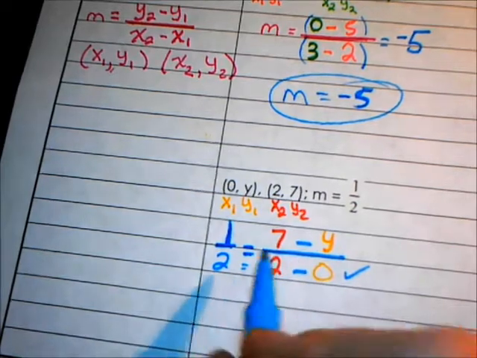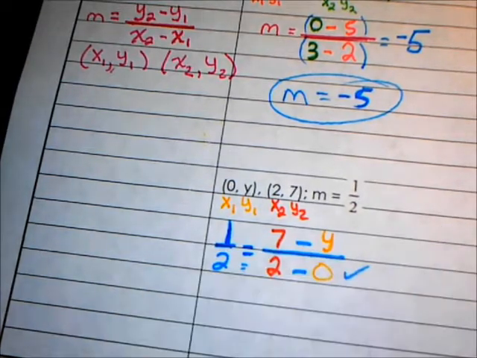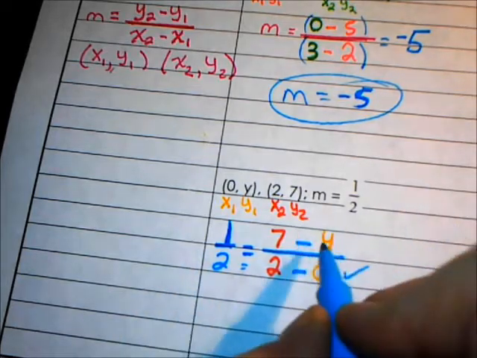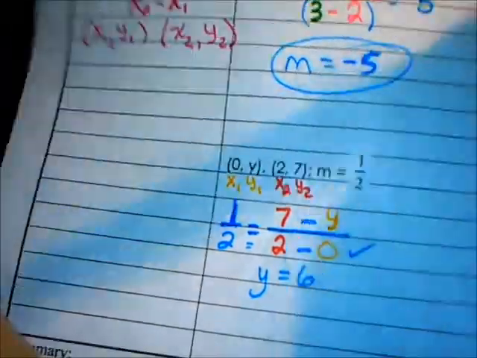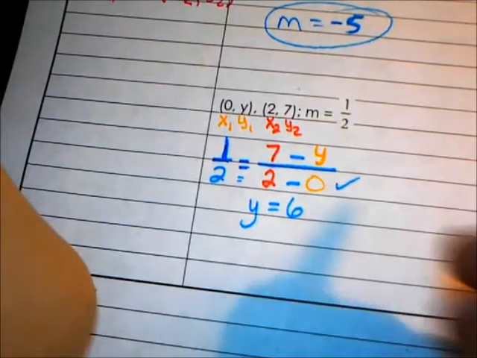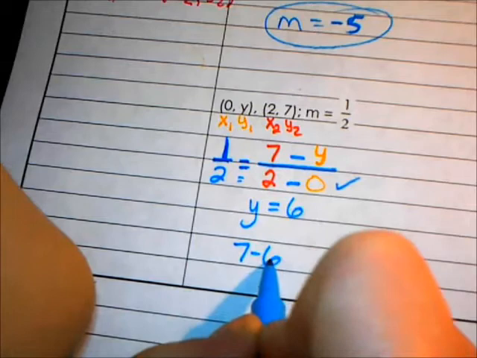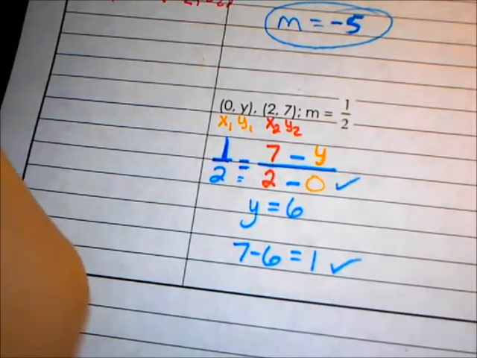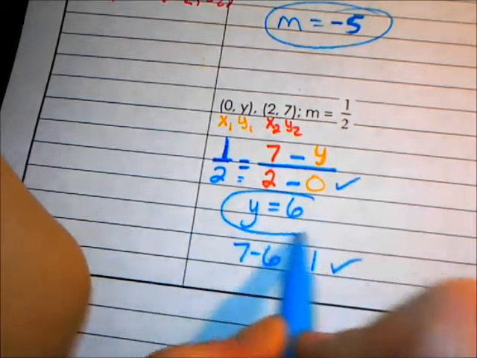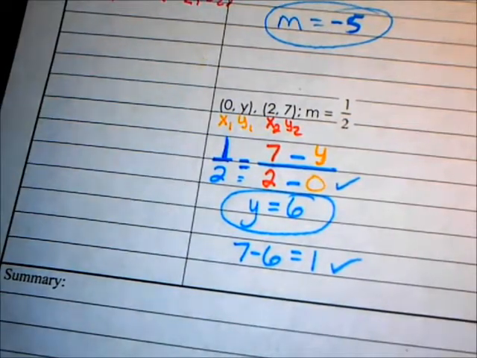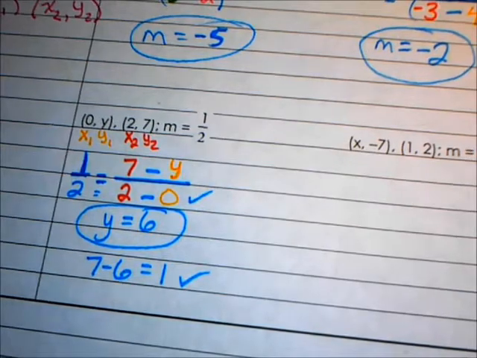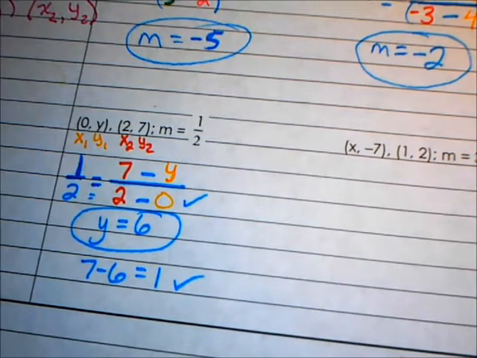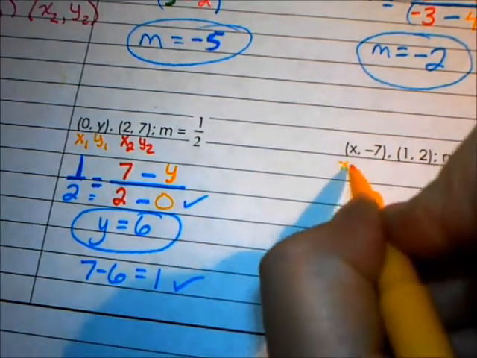Because here's our problem. Well, if I think about this backwards, I would say that y is equal to 6 because 7 minus 6 is equal to a 1. If I try this same logic on the second problem, let me put my values on here.